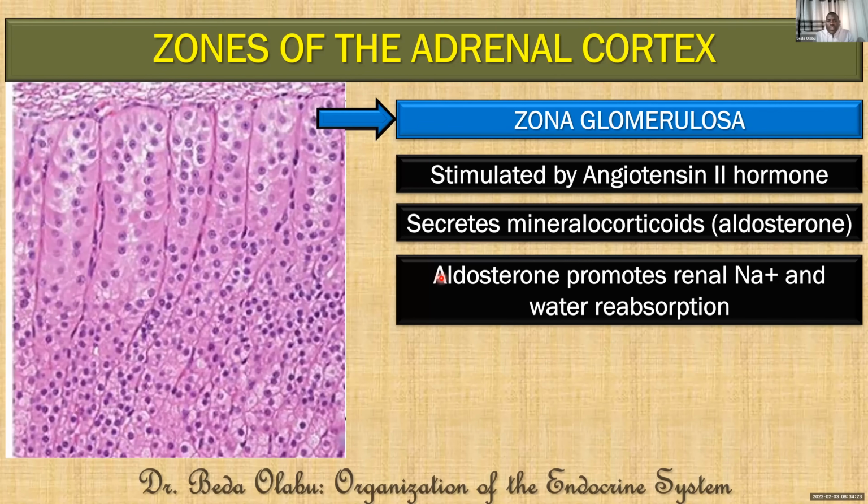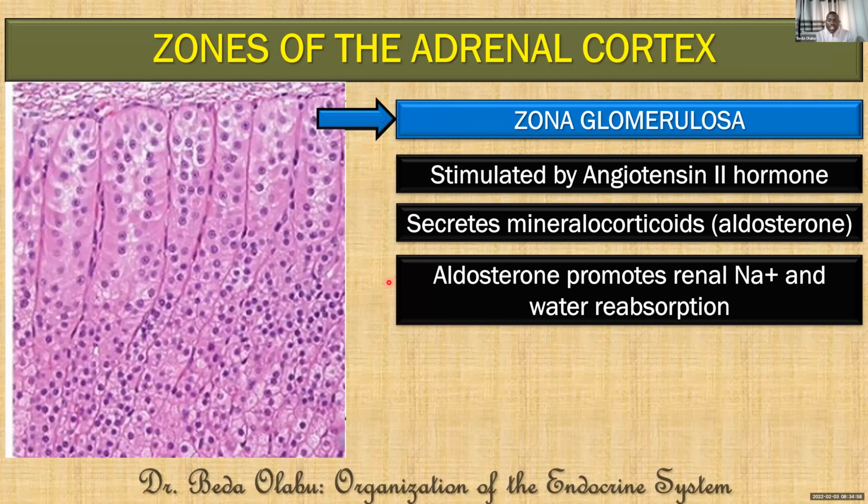The aim of aldosterone is to promote the reabsorption or the retention of sodium and water in the kidney. That means that the target of aldosterone is actually the kidney. So it acts on the kidney, specifically in the distal convoluted tubule of the kidney, to promote the reabsorption of sodium, in which case even water will follow.